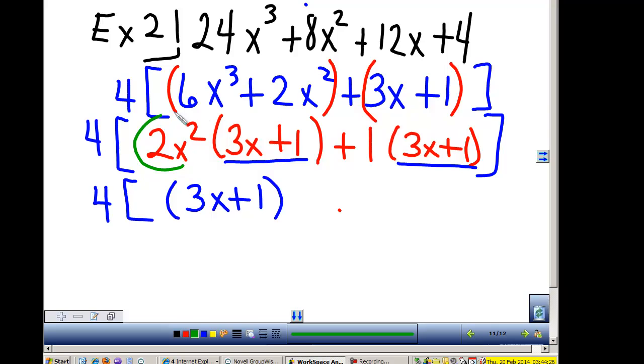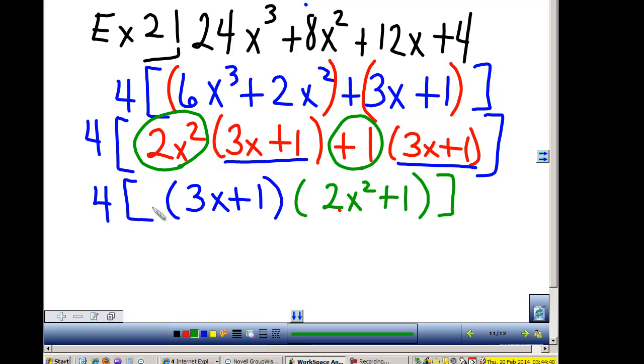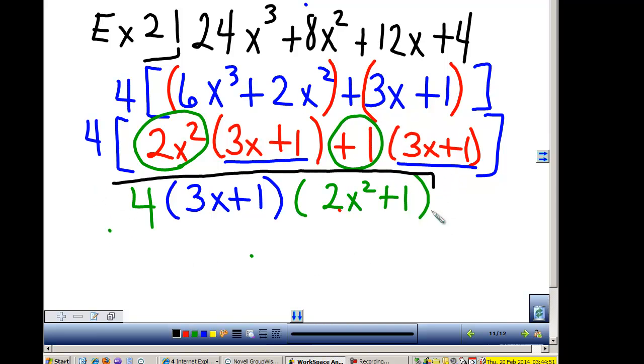The numbers that are left over go in the other factor, and I do not need the brackets anymore to multiply that 4 to them. This is my answer.